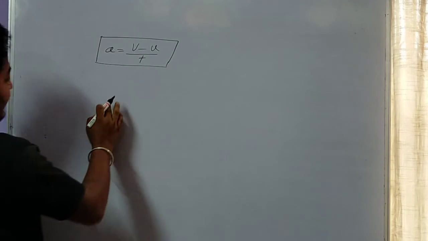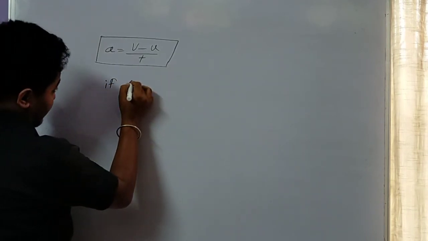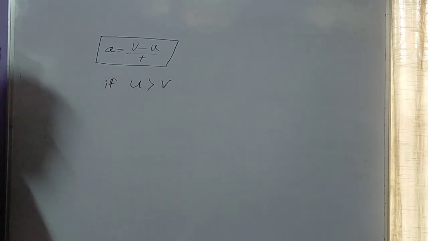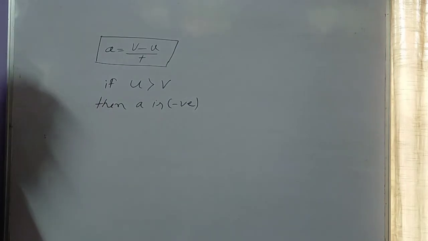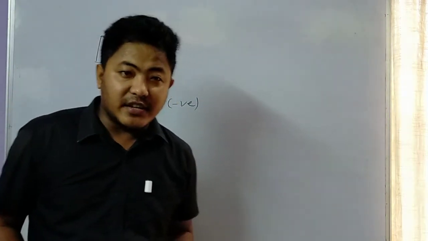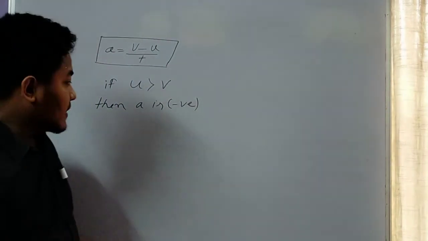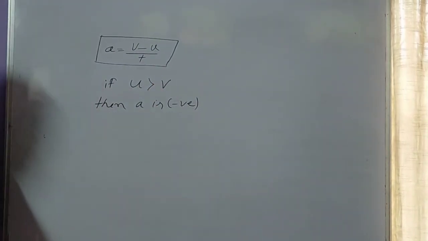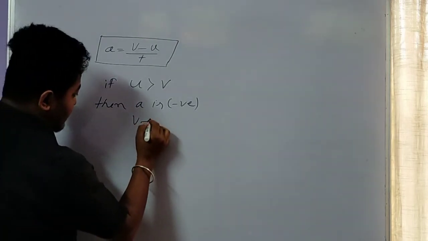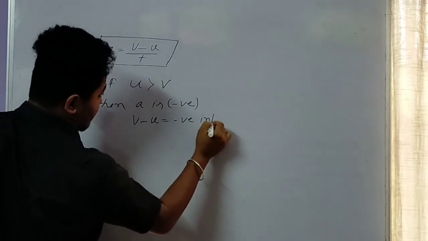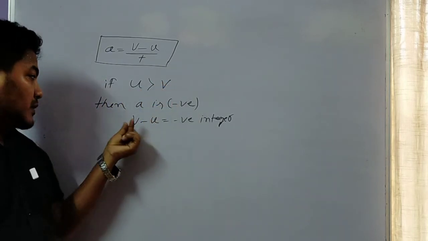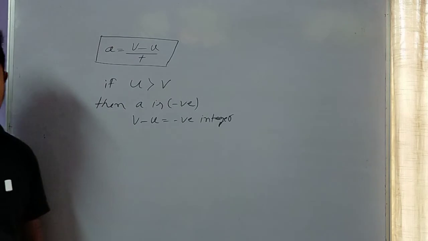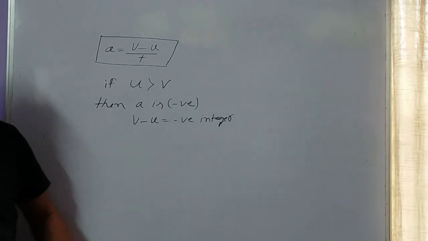If we go to negative acceleration, it's very simple. If initial velocity is greater than final velocity, then acceleration is supposed to be negative. That is, negative acceleration is retardation or deacceleration. You have studied. If u is greater than v, so I can write that v minus u will be a what? Negative integer. Is that clear to all of you? If u is greater than v, v minus u will be a negative integer, hence the acceleration will be negative.